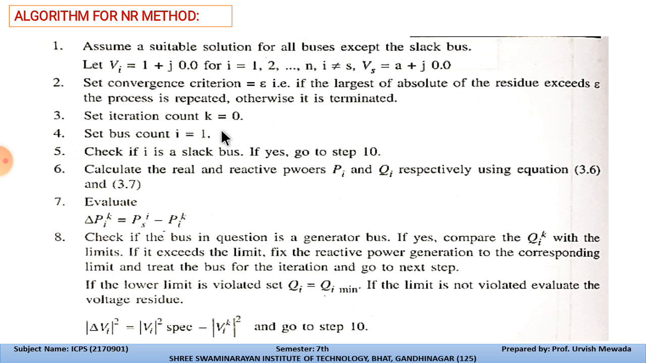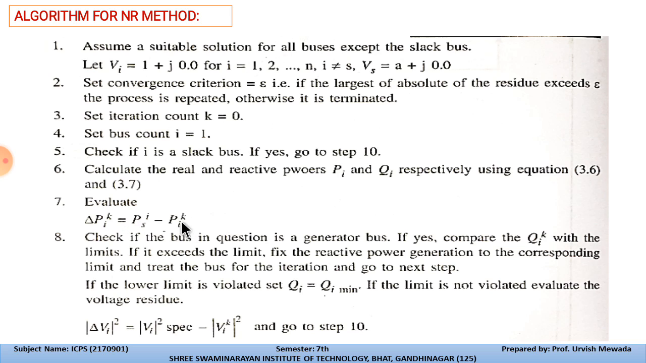Again, set the iteration count k equal to 0, set the bus i equal to 1, then check if it is a slack bus. If yes, go to step number 10. If no, calculate the real and reactive power, Pi and Qi respectively, using equations 3.6 and 3.7 that we already derived, and evaluate ΔPi^k equal to Pi^s minus Pi^k.